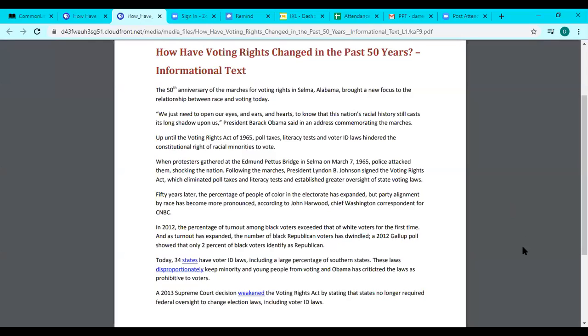Up until the Voting Rights Act of 1965, poll taxes, literacy tests, and voter ID laws hindered the constitutional right of racial minorities to vote. When protesters gathered at the Edmund Pettus Bridge in Selma on March 7th, 1965, police attacked them, shocking the nation. Following the marches, President Lyndon B. Johnson signed the Voting Rights Act, which eliminated poll taxes and literacy tests and established greater oversight of state voting laws. Somebody else could read.